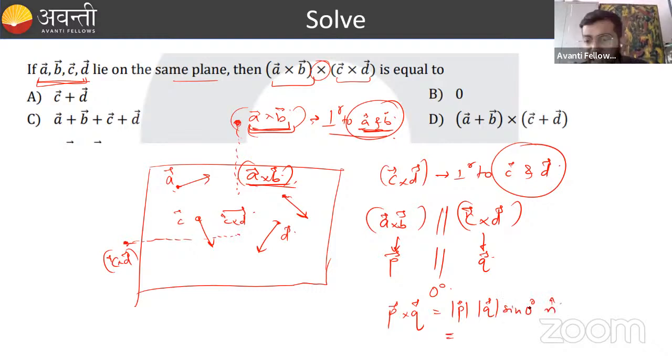Mod of P bar Q bar comes out to be some known quantity, but sine of the angle is 0, right? This is mod of Q bar, mod of P bar, into 0, into n cap. So this comes out to be 0, right? So the answer is 0.